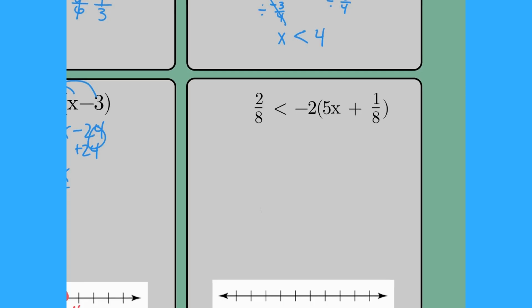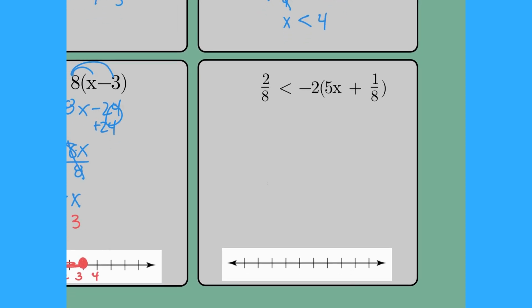And for the last one, going to do distributive property again just like I did last time. So then this isn't going to change yet. Negative 2 times 5x is negative 10x. And negative 2 times 1/8 is negative 2/8. Nothing to simplify, so we start solving.